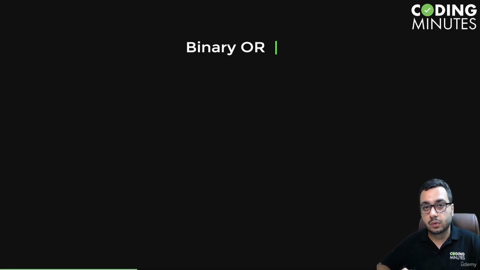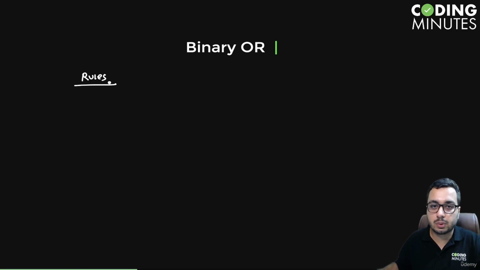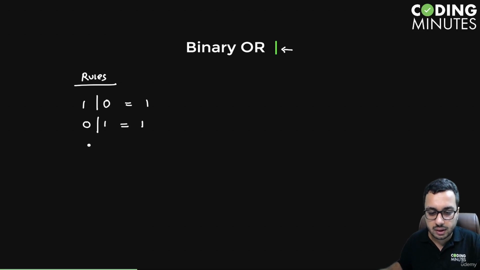Now let's see what binary OR is. The rules of OR are very simple. If one of the bits is 1, then the result is going to be 1. This is denoted using this operator. So 1 or 0 gives you 1, similarly 0 or 1 gives you 1, 0 or 0 gives you 0, and 1 or 1 gives you 1. If one of the bits is 1, the resulting bit is 1.